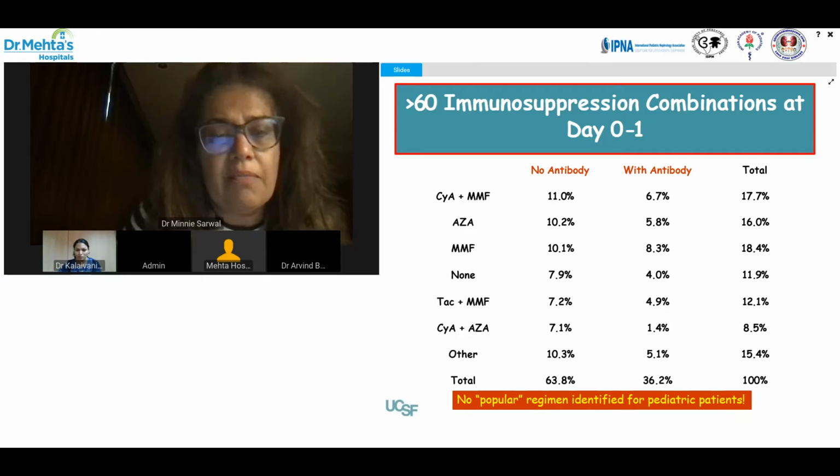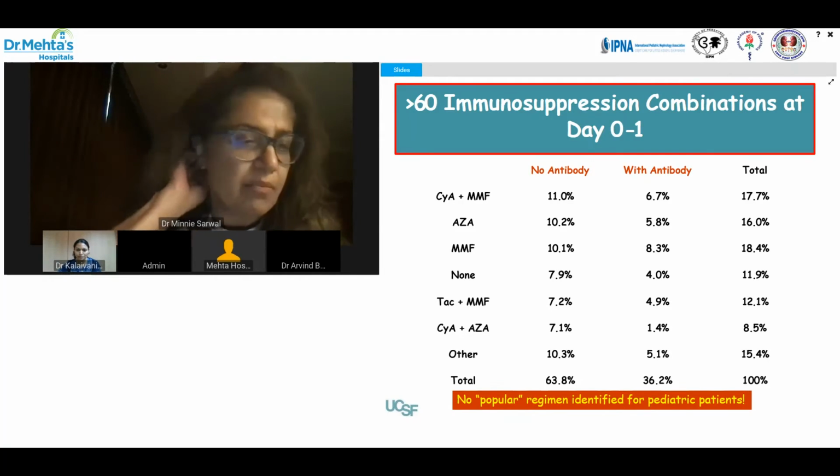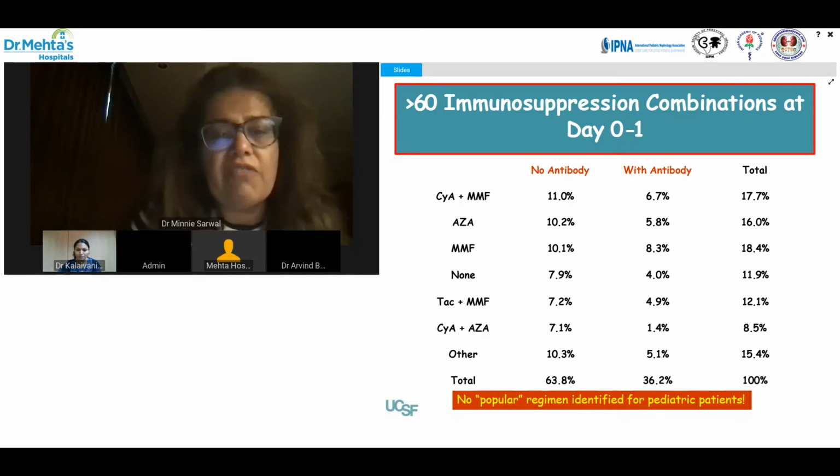And of course, many programs will either have induction or no induction. Some of these are based upon fiscal pressures within the program. The other is just upon cultural pressures or on the kind of patient there is. And some programs have very highly sensitized patients and therefore will use a lot of antibody induction.